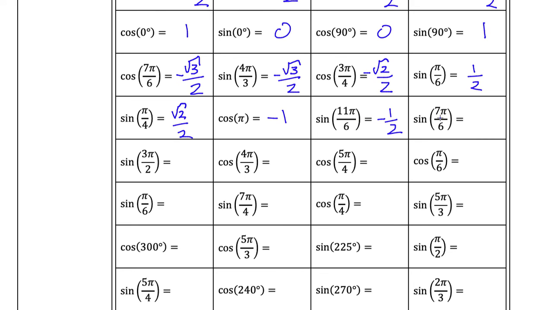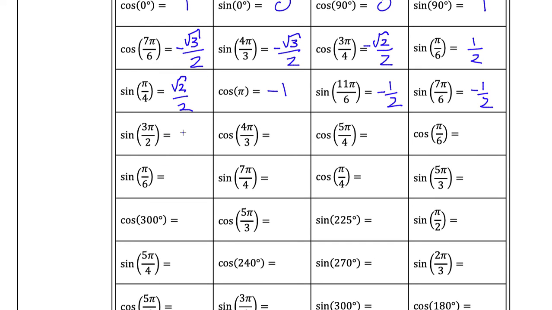7 pi over 6 lives right there, and the sine of that is negative 1/2. Sine of 3 pi over 2, 3 pi over 2 is right there, sine is negative 1. Cosine of 4 pi over 3 is right there, cosine is the x-coordinate, so negative 1/2. 5 pi over 4 is, trying to remember, yeah, right there, and then cosine is negative square root of 2 over 2.